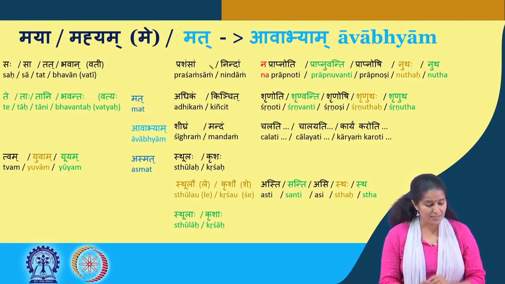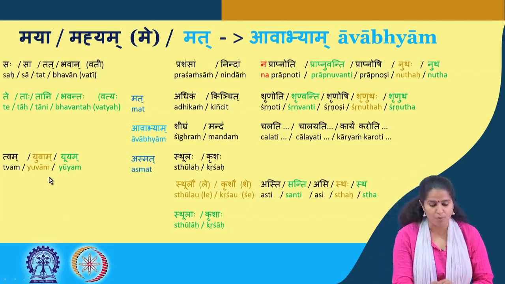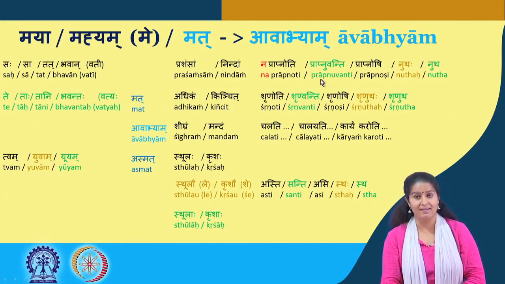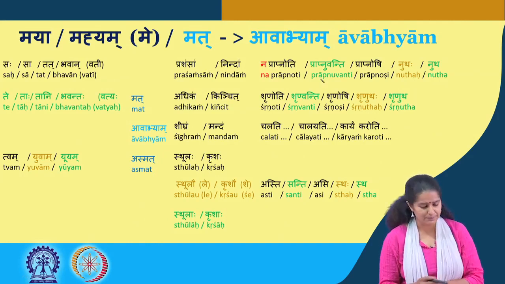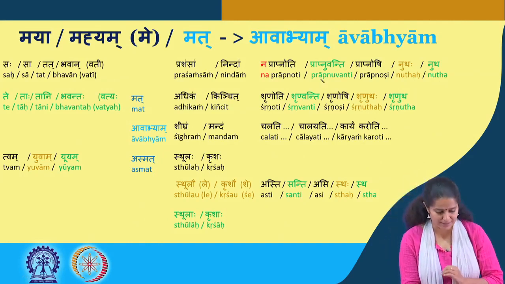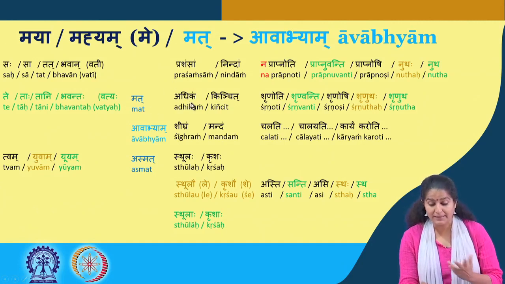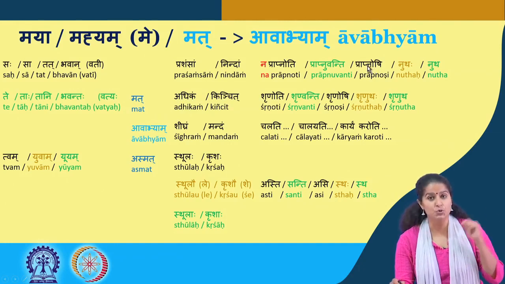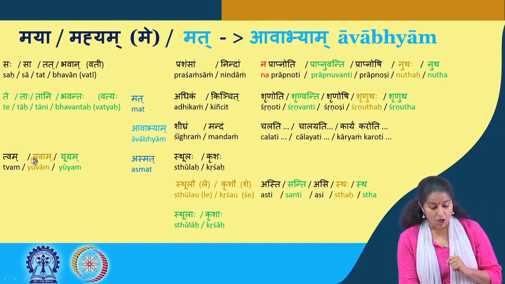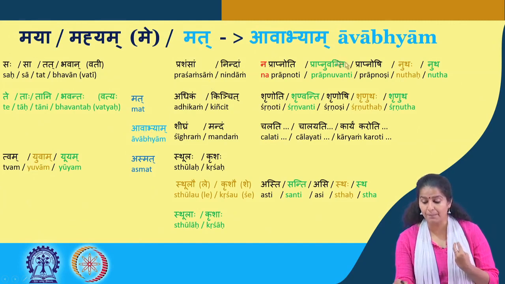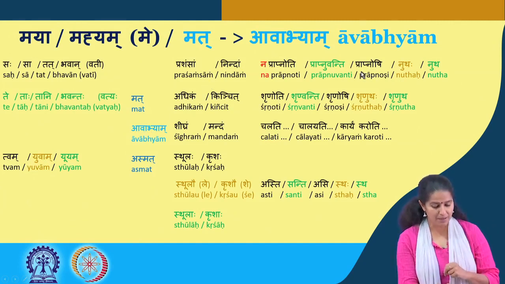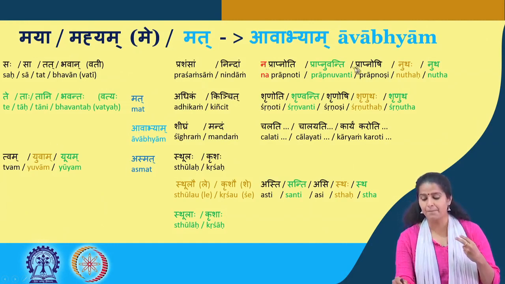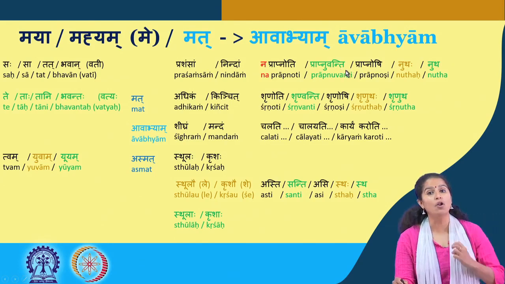What I would like to do is to take you through the tvam forms with each of this, because you can practice with the te by yourselves. So the green there is something that you are now much more familiar with. Let's do it with the tvam ones. So tvam mat adhikam. Let's take another adhikam prapnoshi. So you get more than me. Tvam avabhyam adhikam prapnoshi. You're getting more than me, more than the two of us. Tvam asmat adhikam prapnoshi. You're getting more than all of us.